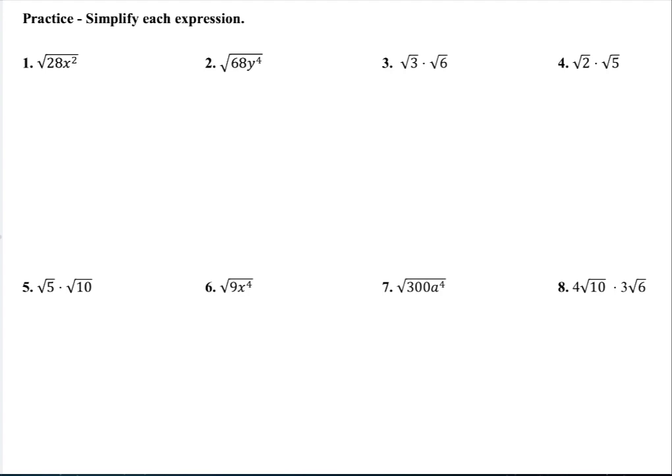So like for instance, number 3. Square root of 3 and square root of 6 are both ones that I can't simplify. But if I multiply those back together, I get the square root of 18. Now that's something I can break into pieces involving a perfect square. So this one would simplify to be 3 square roots of 2.